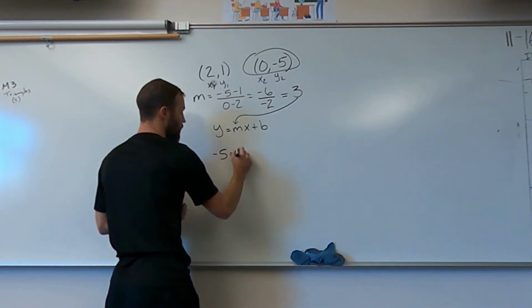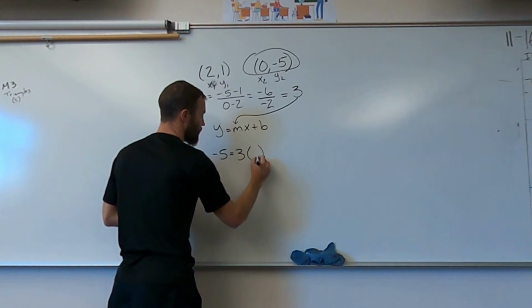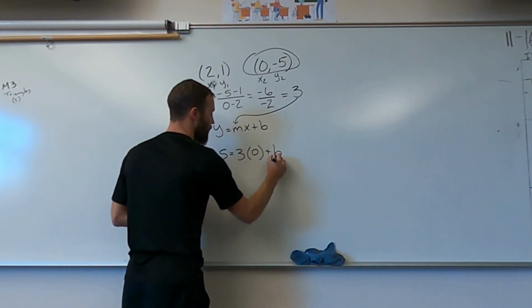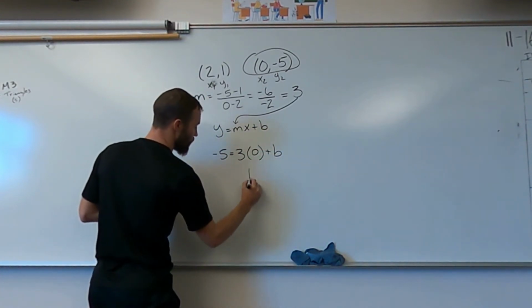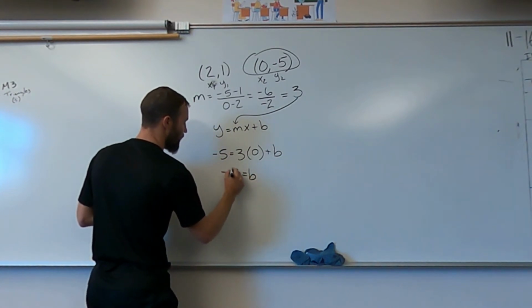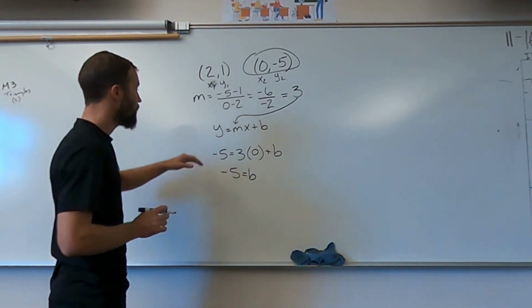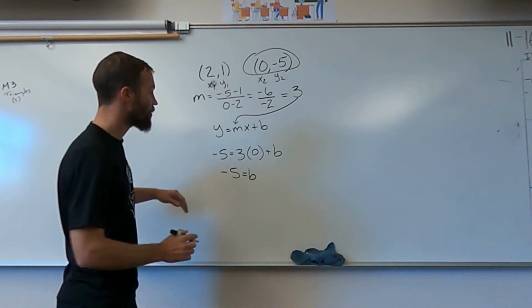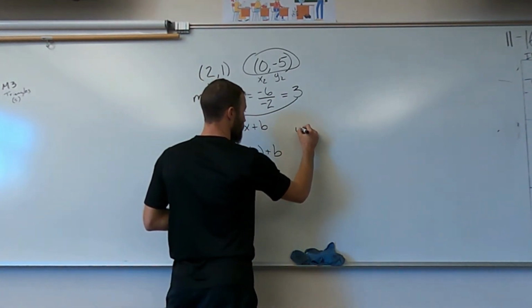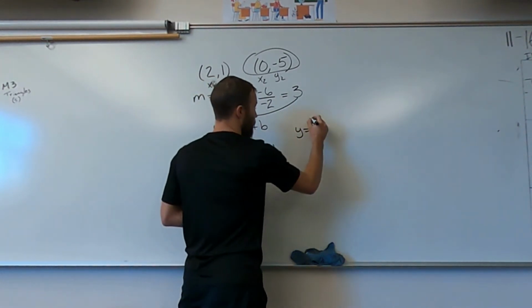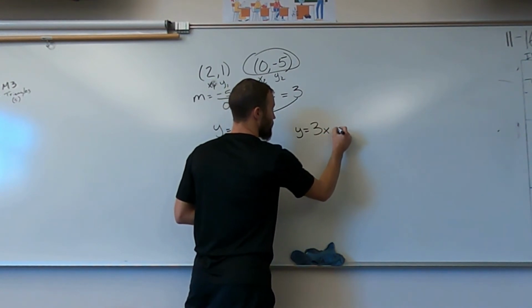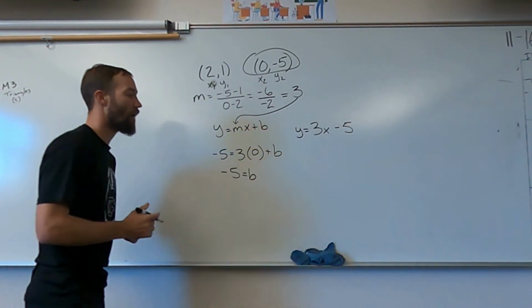-5 equals 3 times 0 plus b. So 3 times 0 is 0. So it's just b equals -5. Now that we have our slope and our y-intercept, we can say our equation is going to be y equals 3x minus 5.